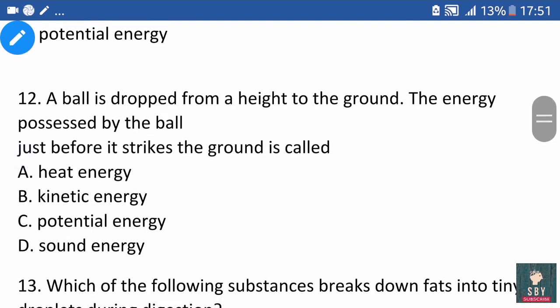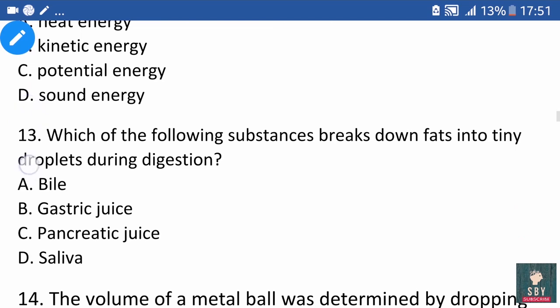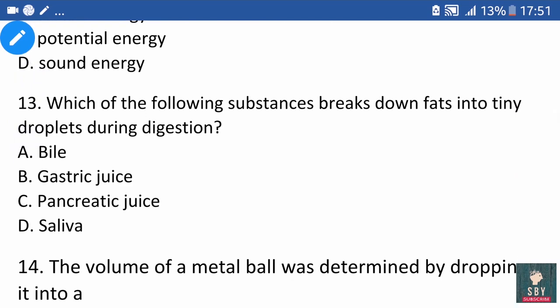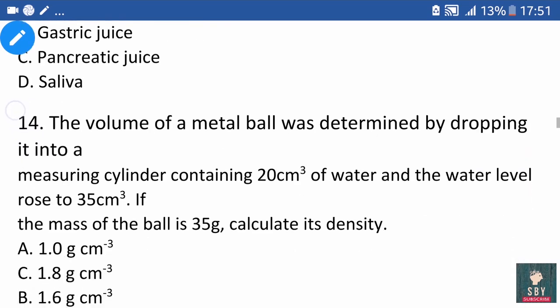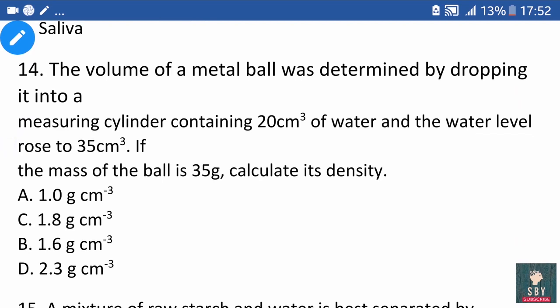A ball is dropped from a height. So energy again. The following statements breaks down fats. We've already mentioned digestion. The volume of a metal ball. Over here, density. You should know the calculation for density. Know the units. Know that anytime you are given grams, you calculate with grams per centimeter cube.